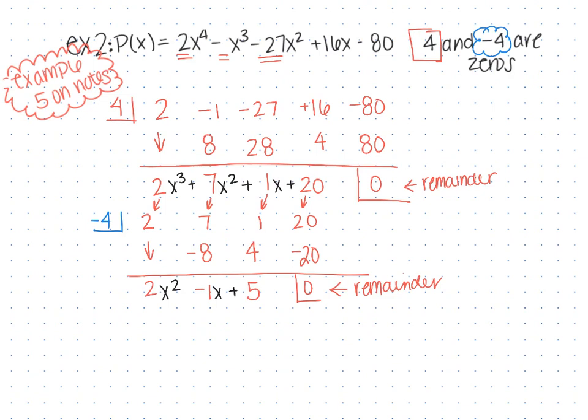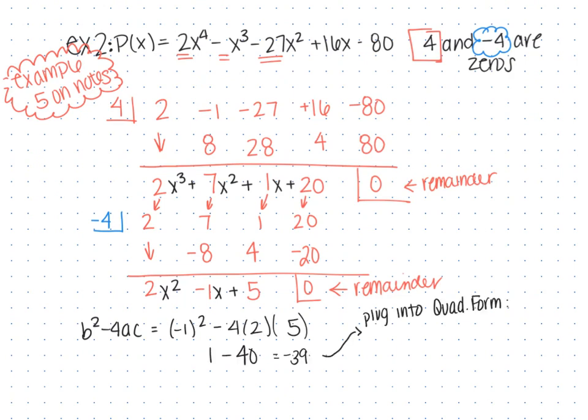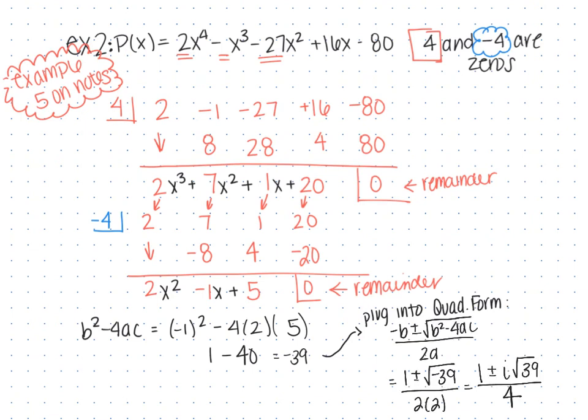So I have b squared minus 4ac first. So now that I've found my discriminant of negative 39, I'm going to plug everything into the quadratic formula. So once I plug it into the formula, I get 1 plus or minus i square root 39 all over 4. Now, if you remember, the plus or minus means two separate answers. So one answer is 1 plus i square root 39 all over 4. The other answer is 1 minus i square root 39 over 4. So those are my two missing zeros.